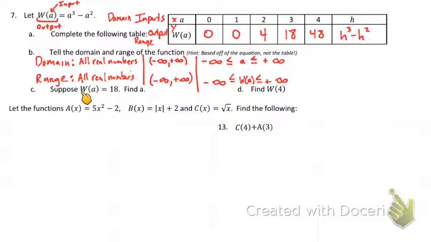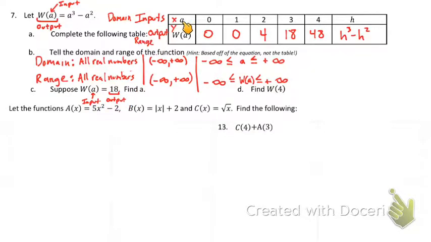It says, suppose function W, when you plug in an A value, has an output of 18. So remember, this is now our output. This was our input. It's always about input, output. So it's saying using function W, we want to know what our input was if our output is 18. That's how you read this.